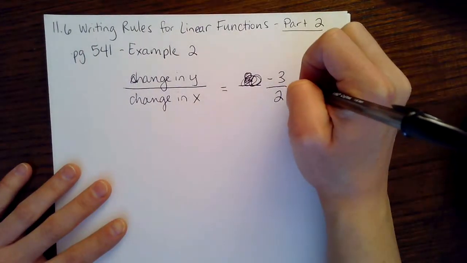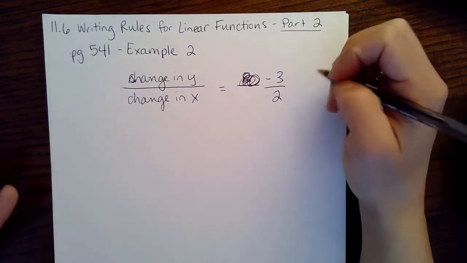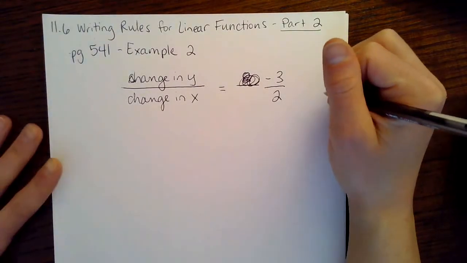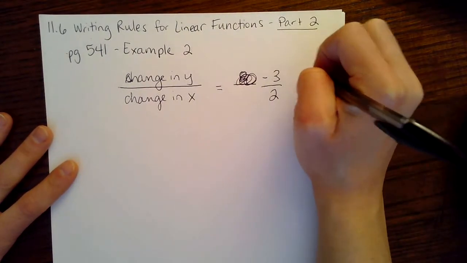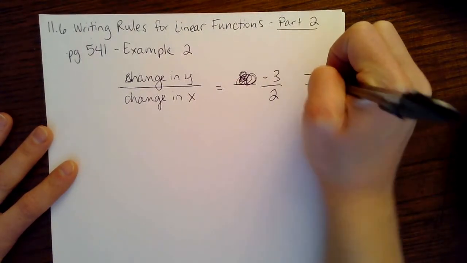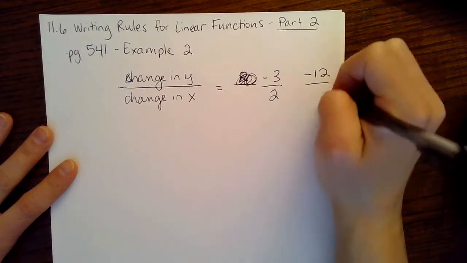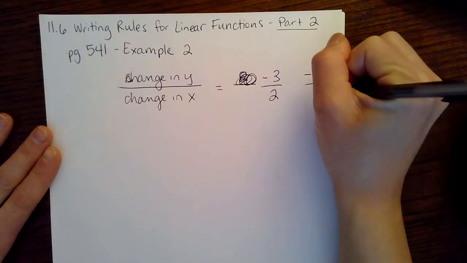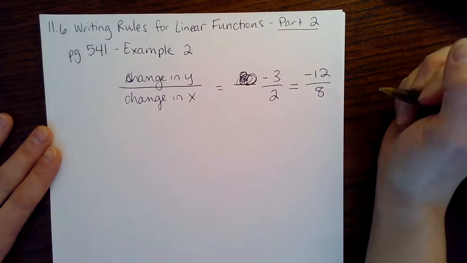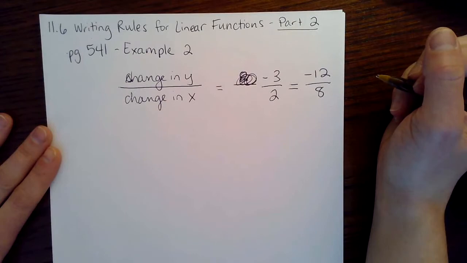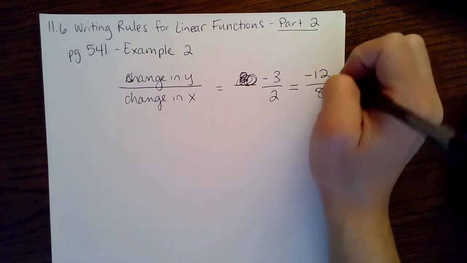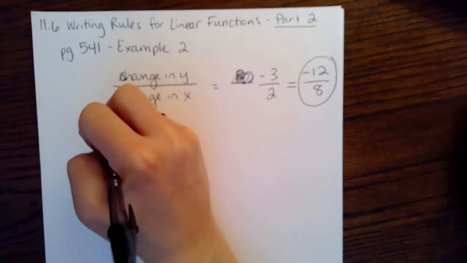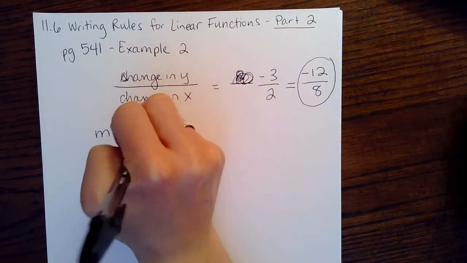So if I was to say, what's the change from 10, that's the very first y value, to -2, well, that's gone down by 12. And the same thing, from 0 to 8, well, that's gone up by 8. But if you notice, -12 over 8 simplifies to -3 over 2. So I could use any 2 points, and that ratio of the change in y to the change in x is actually our slope, -3/2.